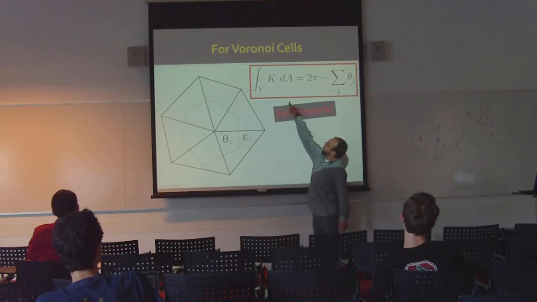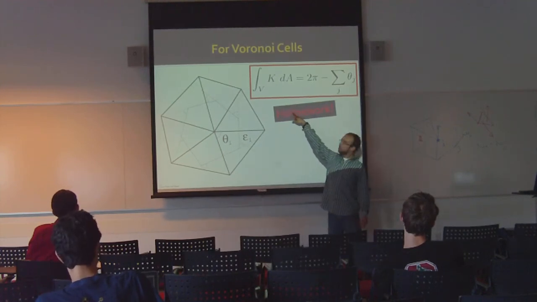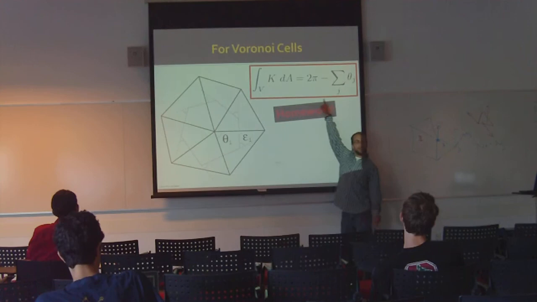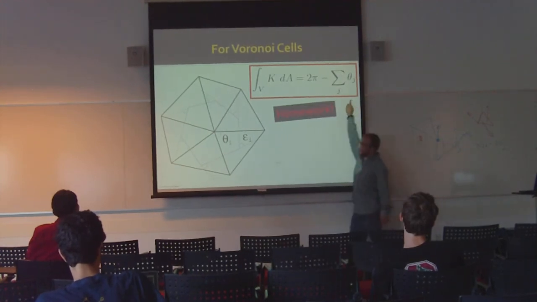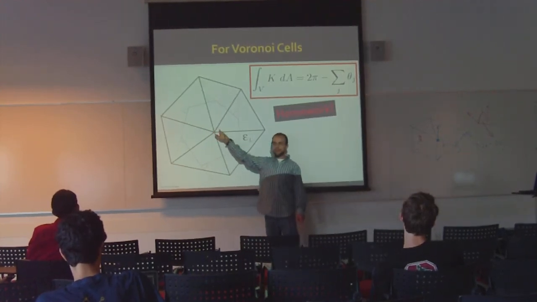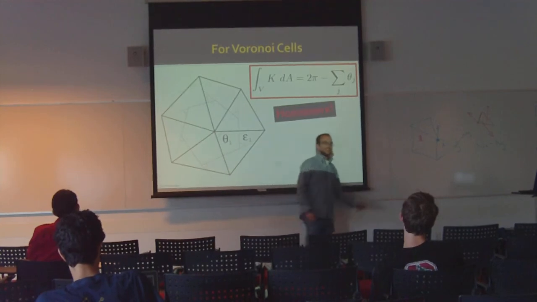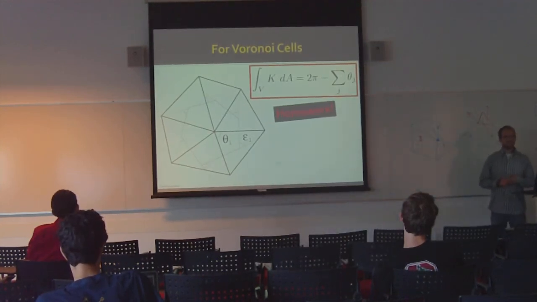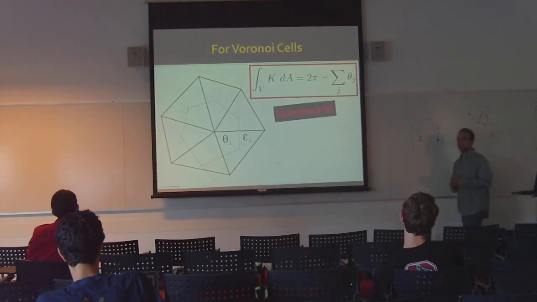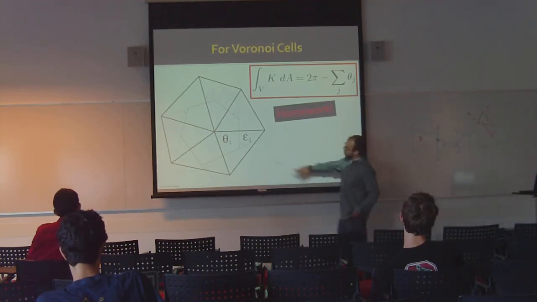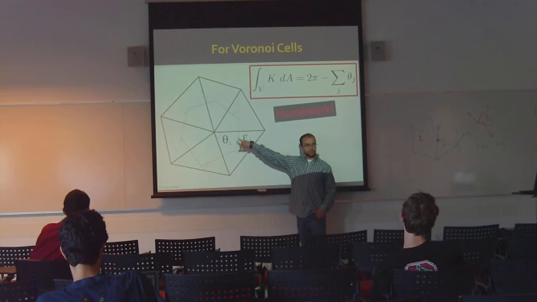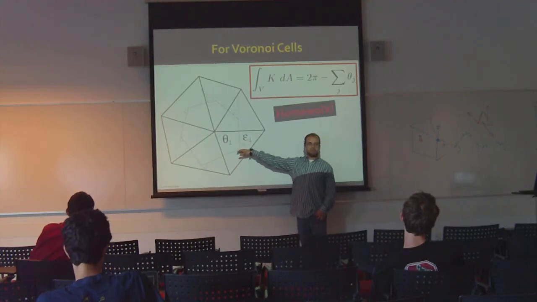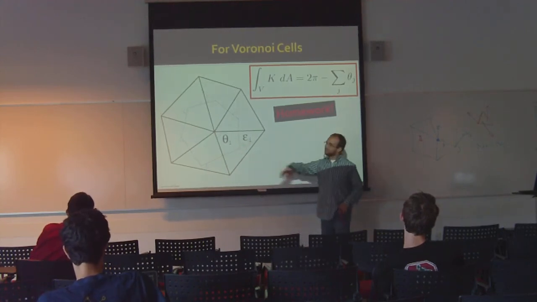Because to compute the integral of k dA, what do I do? Well, I take 2 pi, my favorite constant, and I subtract off the sum of these interior angles here. Right? This is called the angle deficit definition of curvature. Does this make sense? How I figured out how to integrate curvature in this little Voronoi cell? It's actually pretty straightforward in the end, right?